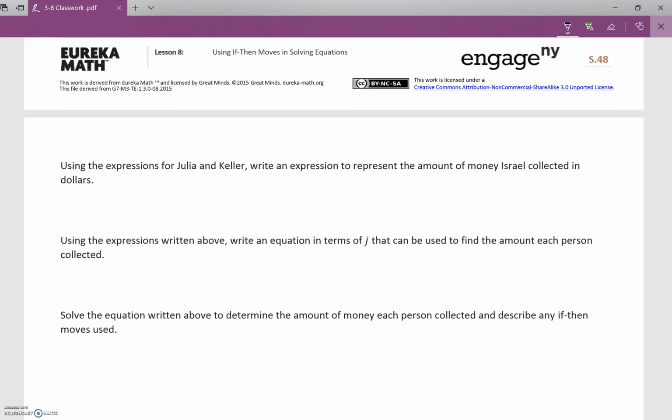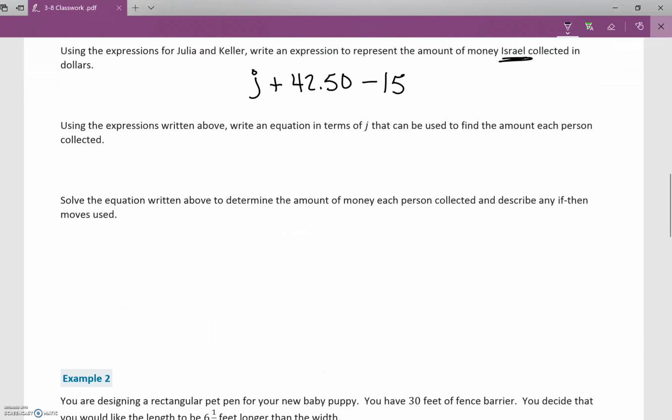So we're going to use the same expression we just wrote, Julia plus $42.50, and that was the way we show Keller's money. And then we know that Israel collected 15 less than that, so all we're going to do is add on a minus 15. And this expression would give us the money that Israel collected. Using the expressions written above, write an equation in terms of J that can be used to find the amount each person collected. So now we're going to take that tape diagram, which was time consuming, and write it into an equation instead. And then we'll solve it.